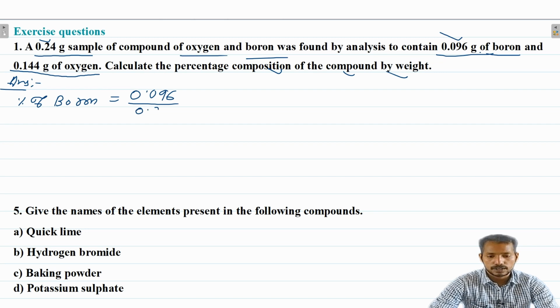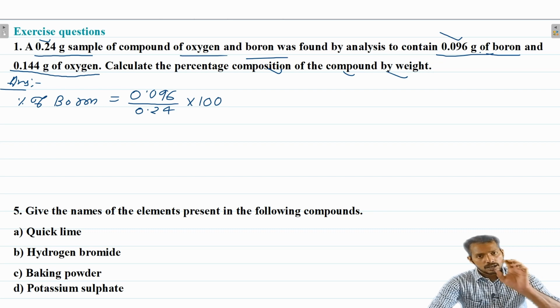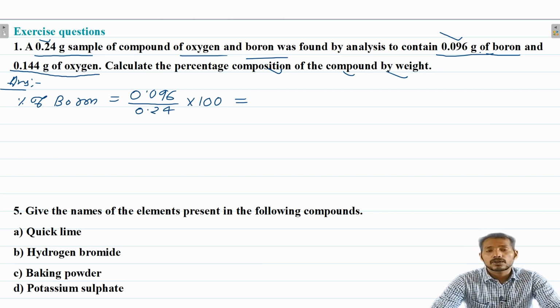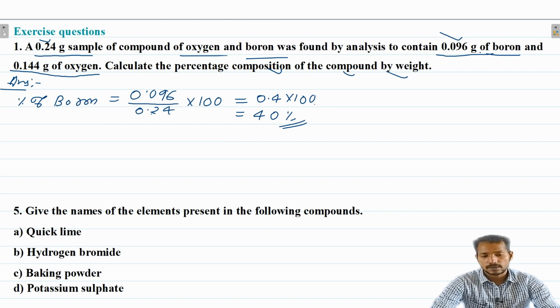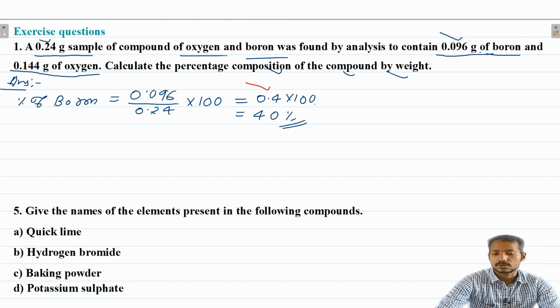So 0.24 into 100. Very simple percentage concept. The given particular quantity divided by the whole quantity into 100. That's all. So 0.096 divided by 0.24 is equal to 0.4 into 100. 0.4 into 100 is equal to 40. So 40%. Very simple. Numerical calculation I am not going to explain here. You are a classman, so you are able to do that one. Okay. So we don't have much time to discuss that one also.